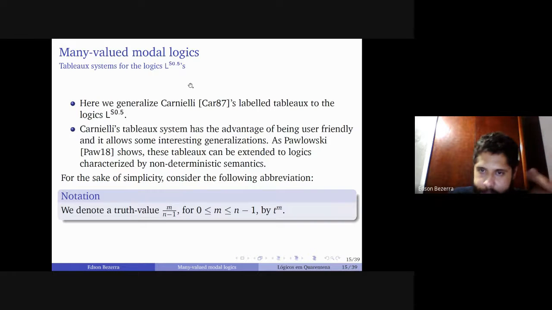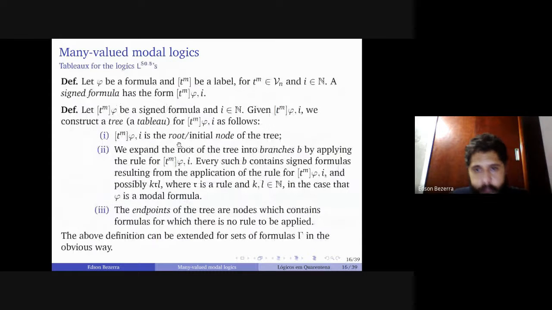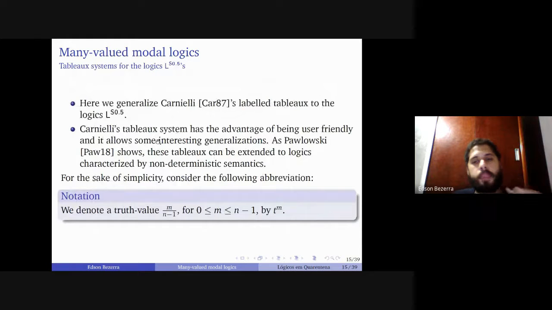His tableau system has the advantage of being user-friendly, in the sense that they are easier to manage, even though it has more labels, but it is easier to compute the inferences. And the other advantage of his procedure is that we can, for example, extend these tableaux to non-deterministic semantics, as Pavlovski did in his paper, where he proposed an extension of Carnielli's tableau, and then he formalized a non-deterministic system, and he used this label tableau.